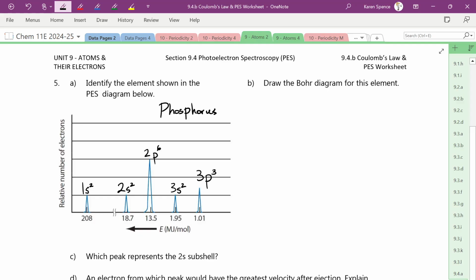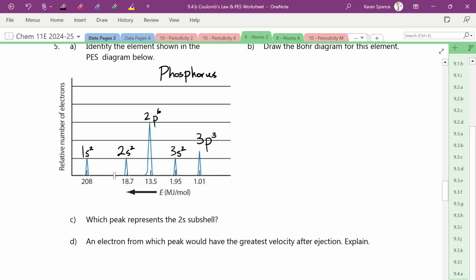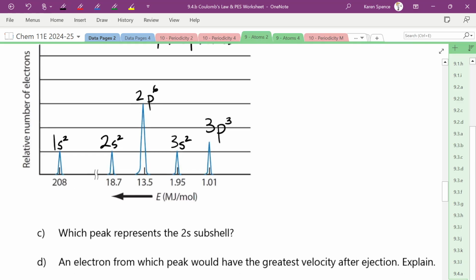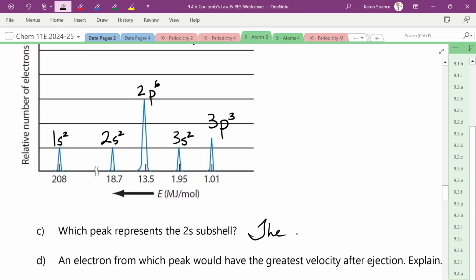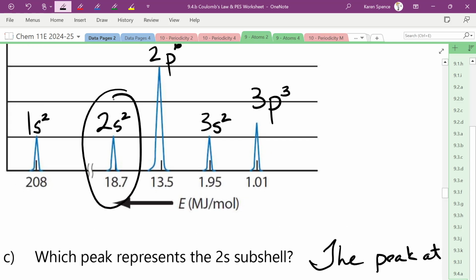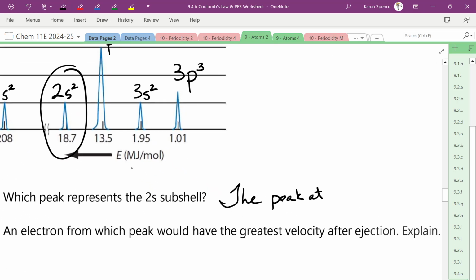I don't care if you draw the Bohr diagram for it, whatever. Which peak represents the 2s subshell? The peak at 18.7, and you would say megajoules per mole.